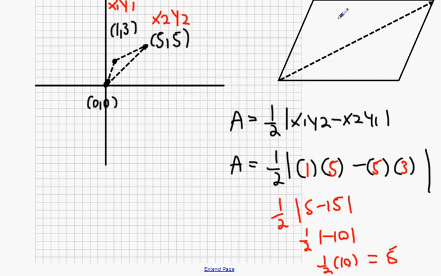This means that one of the triangles is 5. What does that mean about the other triangle? 5 as well. And what happens when you add them all together? 10. So the answer is 10 units squared. Is that right? 10 units squared. Okay.